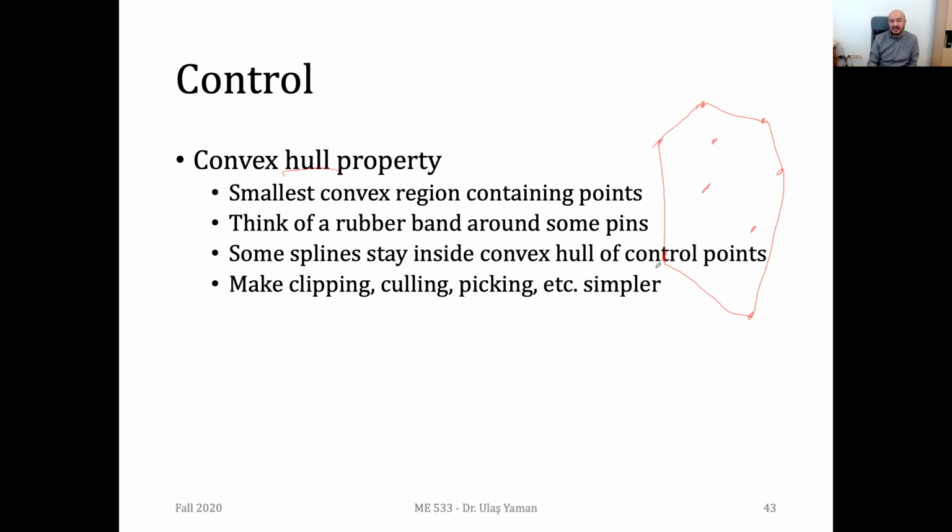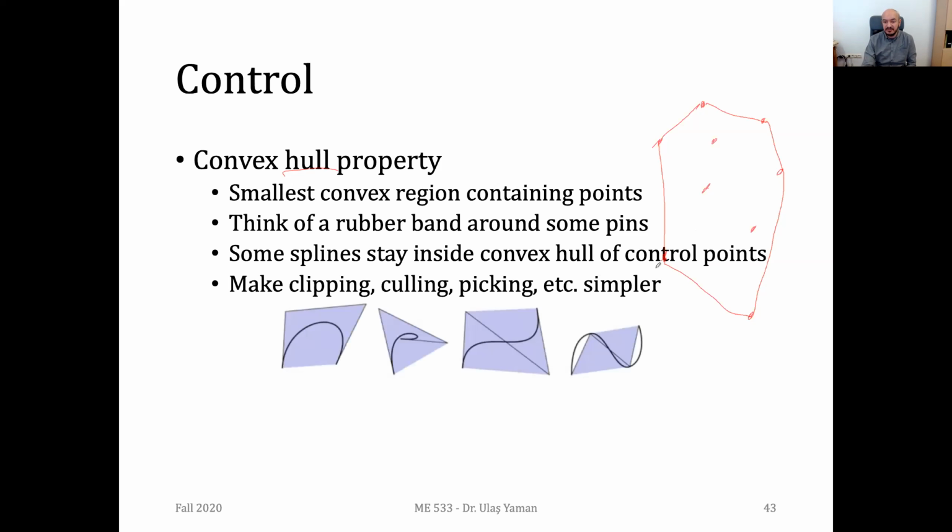Things like clipping, culling, picking, or other operations are highly simplified. You don't need to use complicated algorithms since they're always in the convex hull. For instance, these are control points, and the resulting curve is always inside the convex hull.